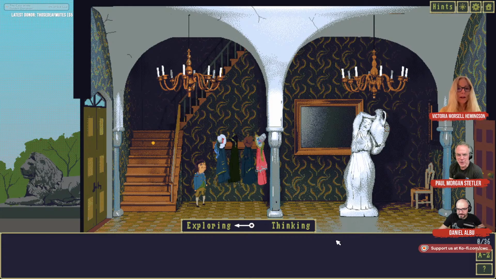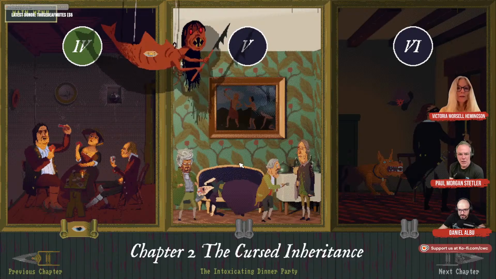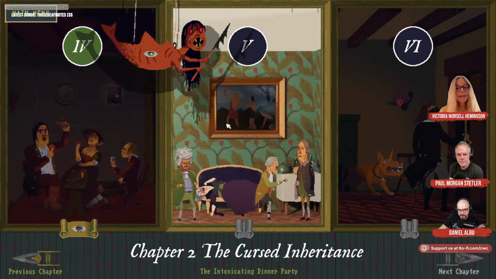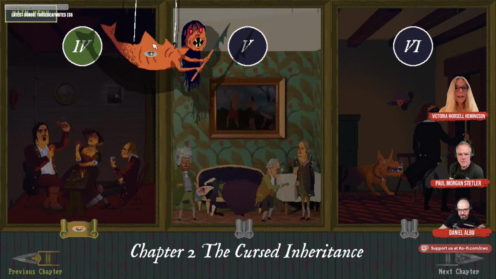Exploring, thinking. Okay, so here we go. No one's dead yet. That's good. 36 words. What was the image that was right before this? What was that one? This one? Oh, I see. That was just the 3 panel we played, chapter 4. But what's this thing hanging with the eye?